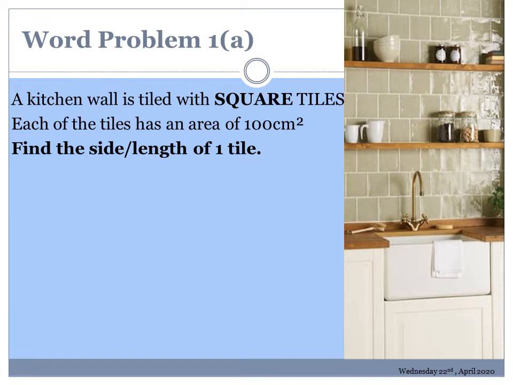This is a kitchen tile and it is all square, right? Each of these tiles has an area of 100 centimeters square. Just look at each tile. It has an area of 100 centimeters square. So that means one tile is 100 centimeters square. Now the question says we should find the side length of one tile.